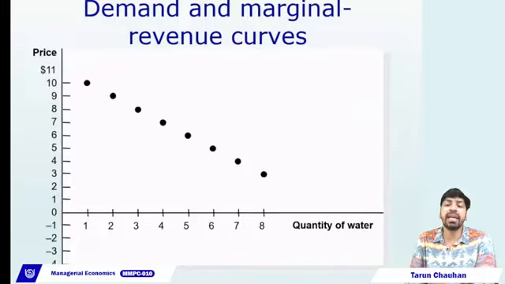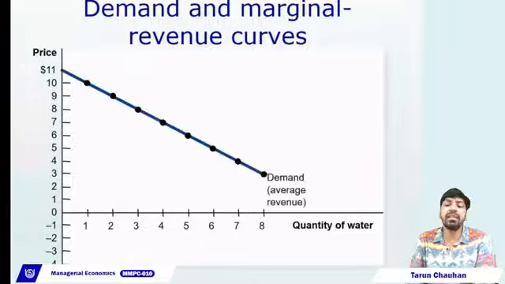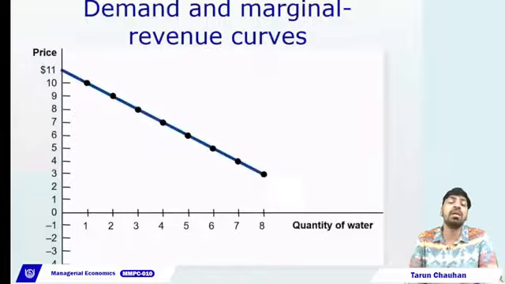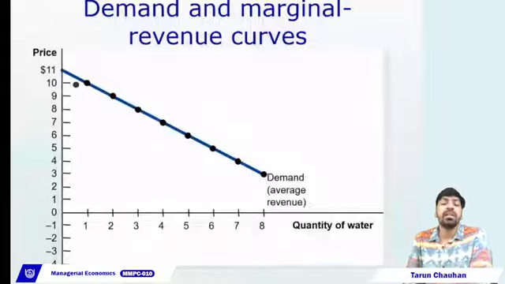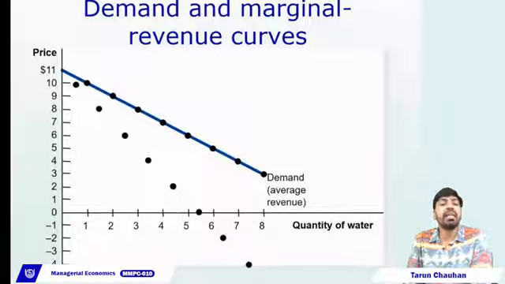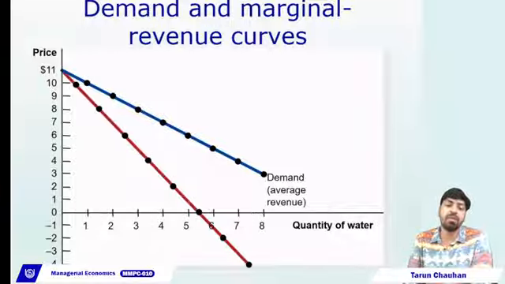If you look at this, which curve is the demand? That is the average revenue. If you look at the shape, or you can use the diagram from the tabular values, it always shows a decline. Then we talk about the marginal revenue curve, which begins from 10 and continuously declines, reaches 0, and then becomes negative. So this is the shape of marginal revenue.